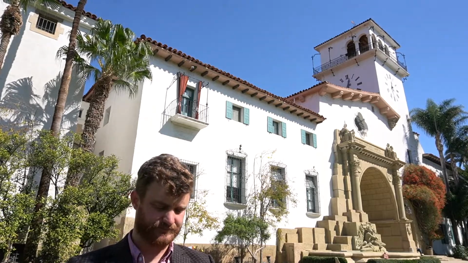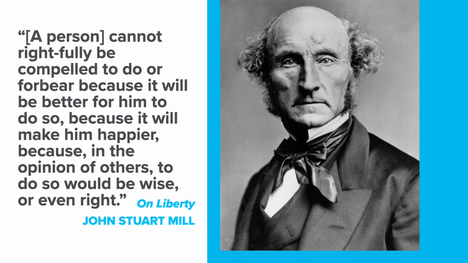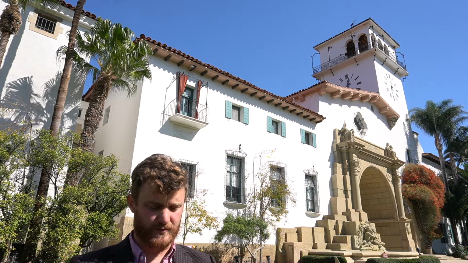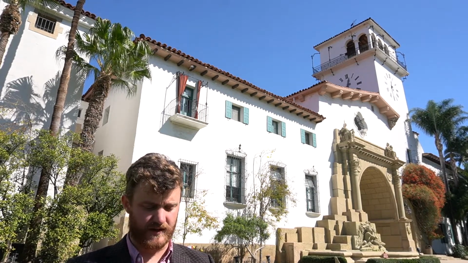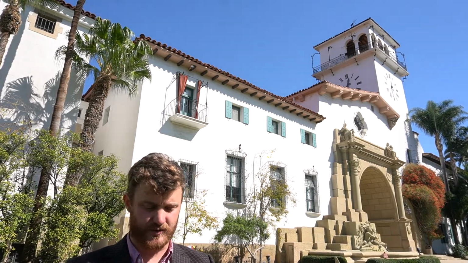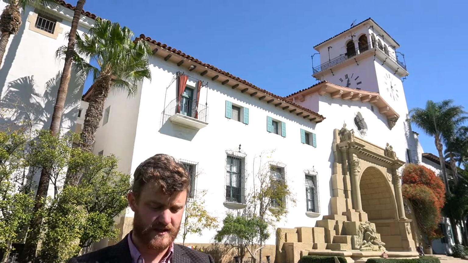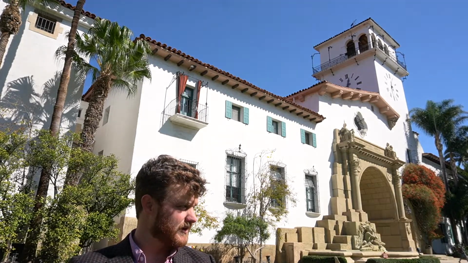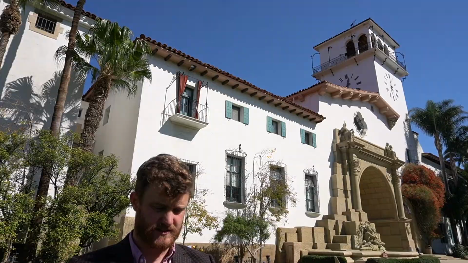to others. In one of his famous works on liberty, Mill says, "A person cannot rightfully be compelled to do or forbear because it is better for him to do so. Because it will make him happier, because in the opinion of others to do so would be wise and even right." So on Mill's version of utilitarianism, people can decide what they want to do with their own bodies, they can refuse treatment, and they must be given informed consent.